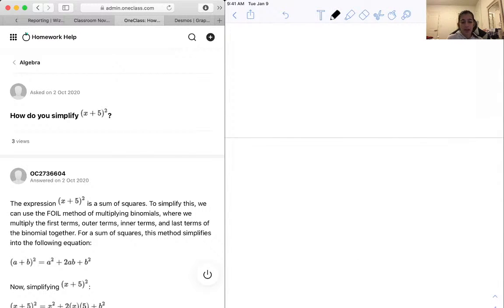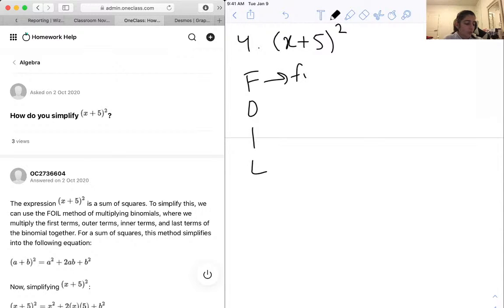Our next question asks us, how do you simplify (x + 5) squared? So for (x + 5) squared, we're going to be using the FOIL method. For those of you who don't know what the FOIL method is, F stands for first, or first term. O stands for outer term. I stands for inner. And L stands for last.